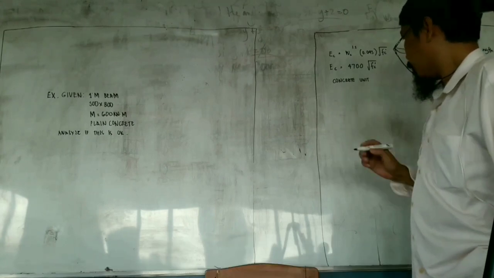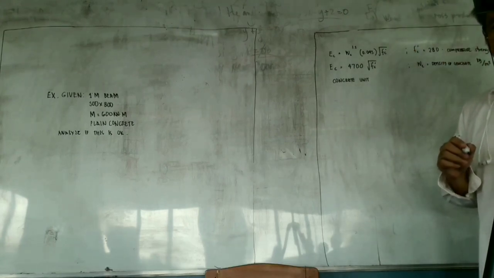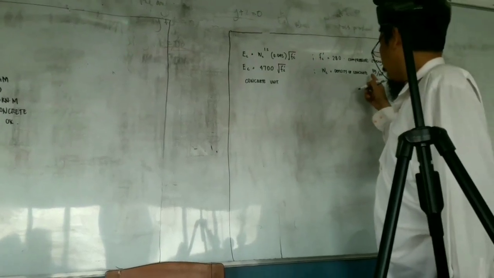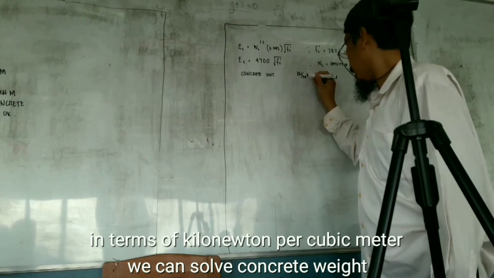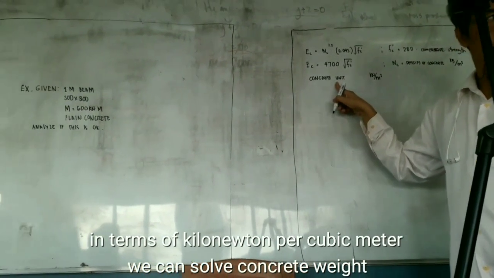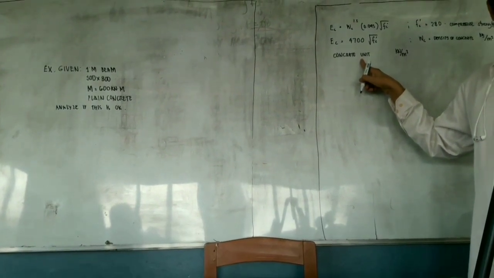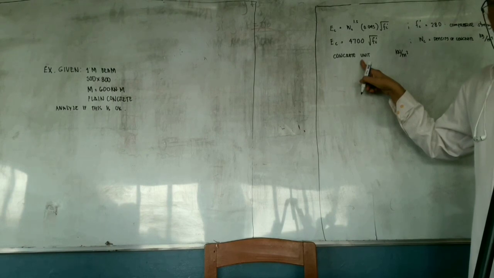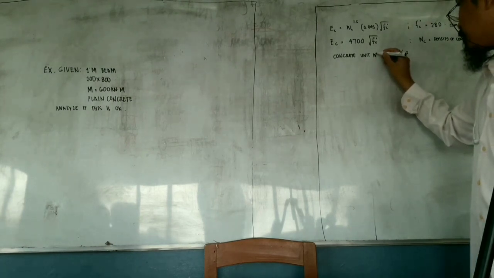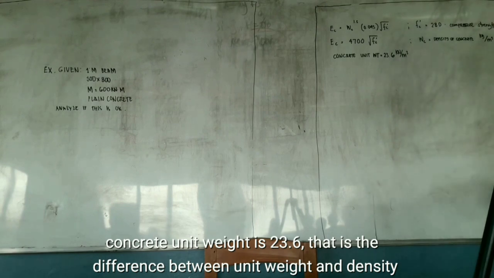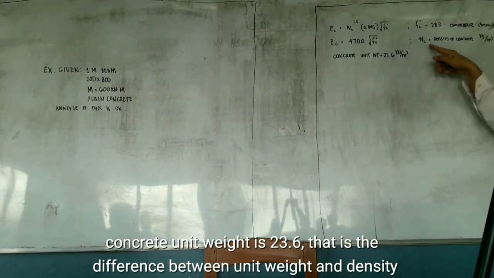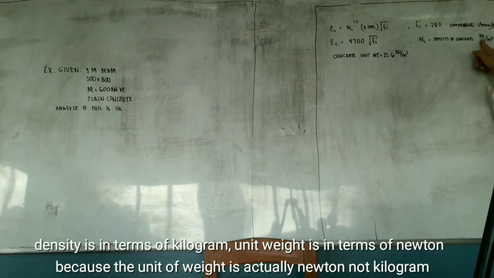unit weight, in terms of kilonewton per cubic meter, is called the concrete unit weight. It is 23.6. That is called unit weight. That is the difference between unit weight and density. Density is in terms of kilogram. Unit weight is in terms of newton, because the unit of weight is actually newton, not kilogram.